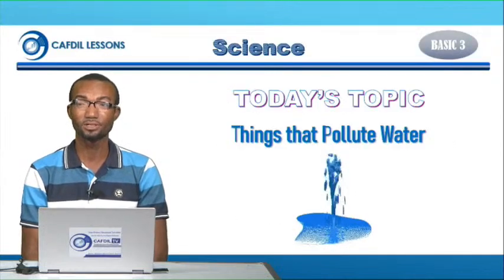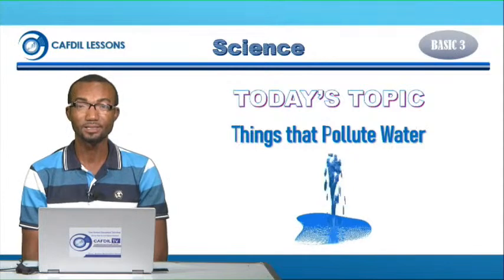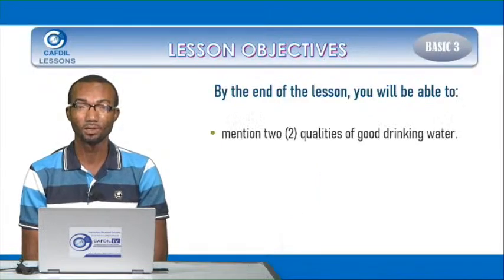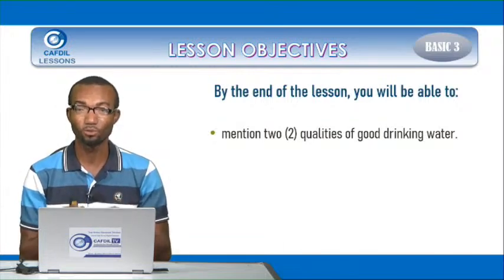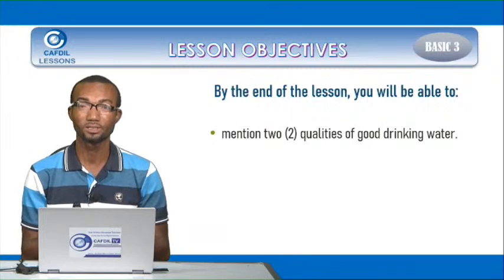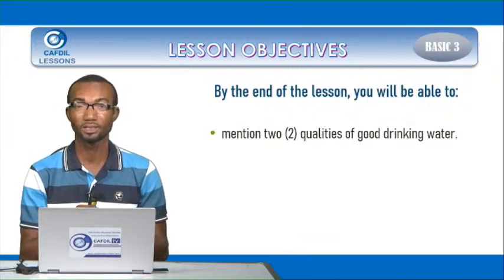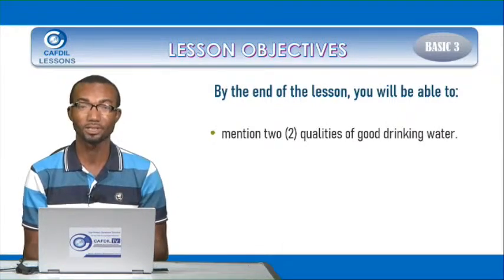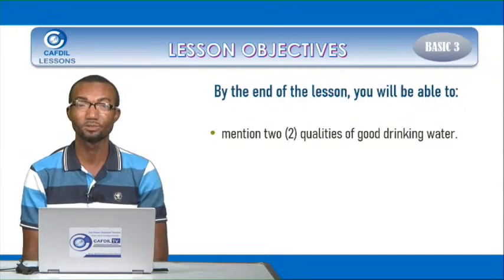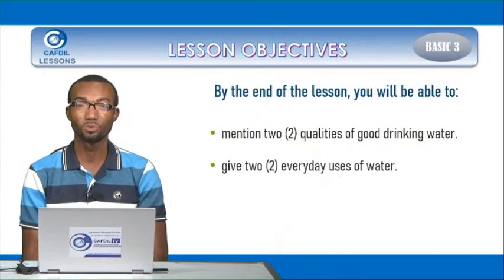Now let's move to today's topic on things that pollute water. Before then, let's look at our lesson objectives. By the end of the lesson, you'll be able to mention 2 qualities of good drinking water. If we are looking at things that pollute water, then we also have to look at what is good drinking water. And then 2, give 2 everyday uses of water.